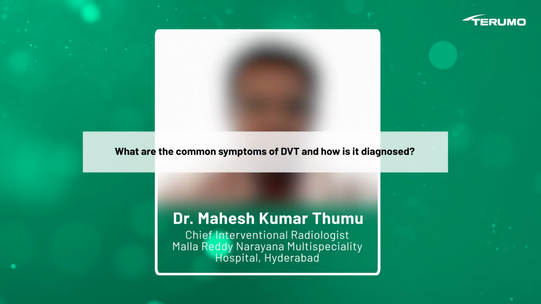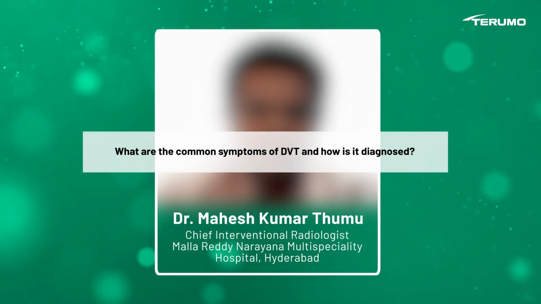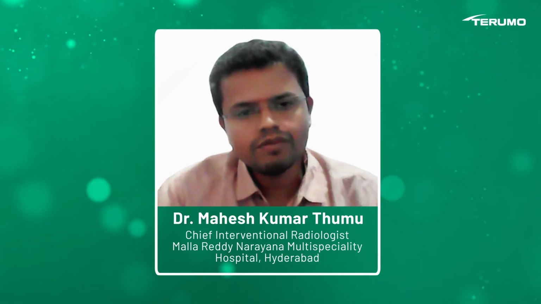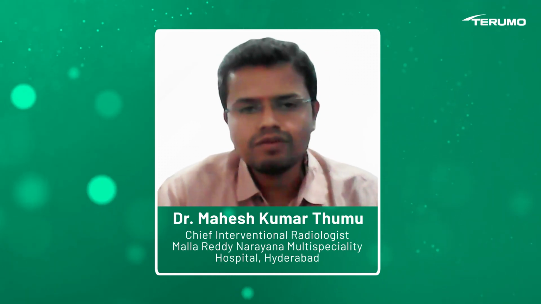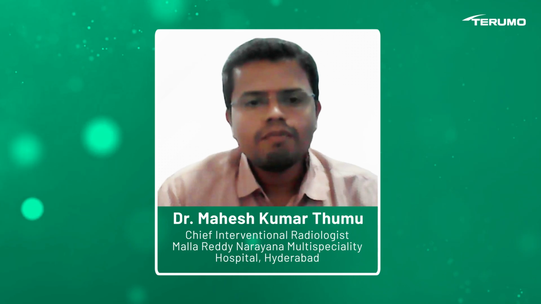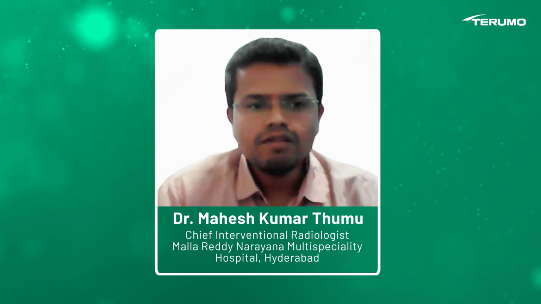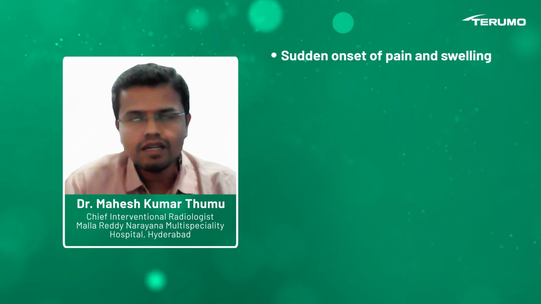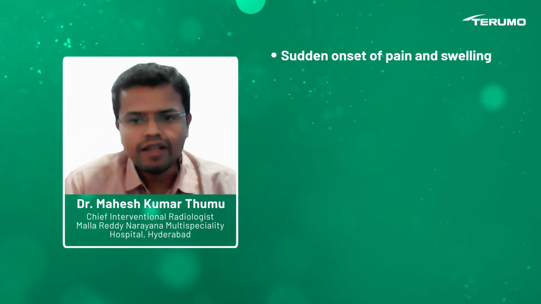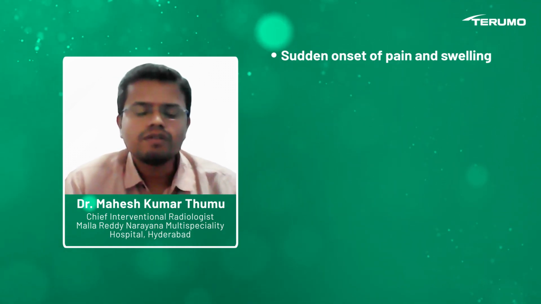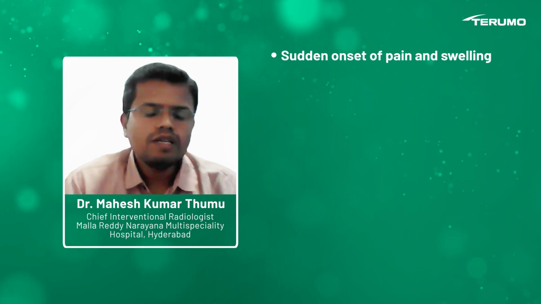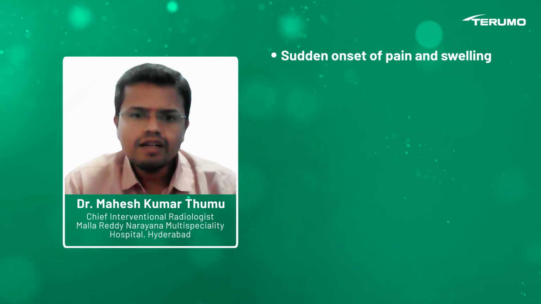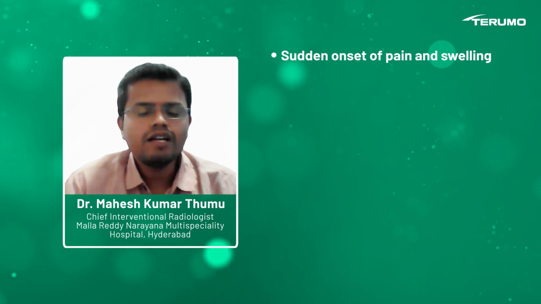What are the common symptoms of deep vein thrombosis and how is it diagnosed? Deep vein thrombosis can be seen in any age group, from say 15 to 75 years. Whenever the patient presents with sudden onset of pain in the calf with sudden onset of swelling, these are the initial symptoms. Nowadays they generally neglect these symptoms. But if you neglect them, within a week the patient will develop swelling.